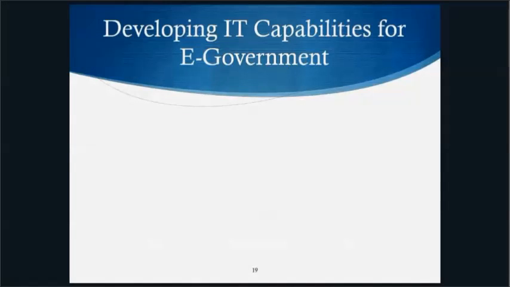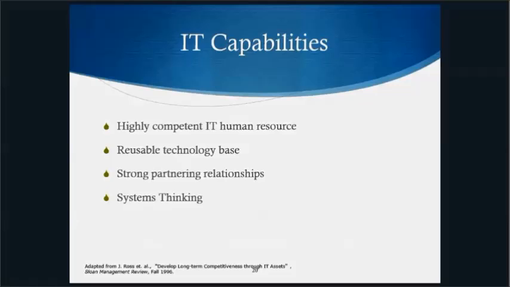So how do we do this? And we have only a few minutes left. Well, the capabilities fall in 4 different areas. It's about your people. It's about your technology infrastructure. Governments can't do it alone. They have to build relationships with others. And also a systems thinking about how do we really meet all the needs of the public as we're trying to develop these capabilities.